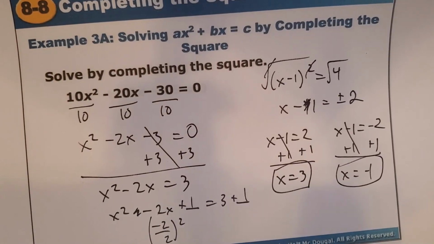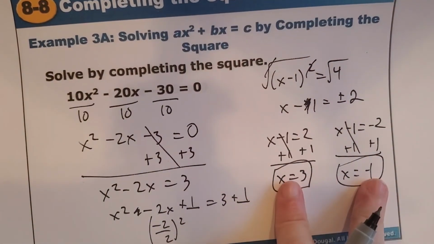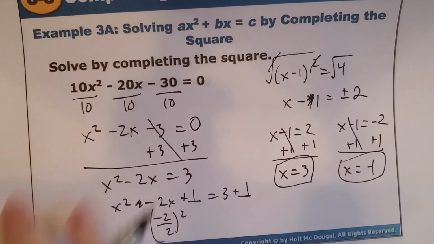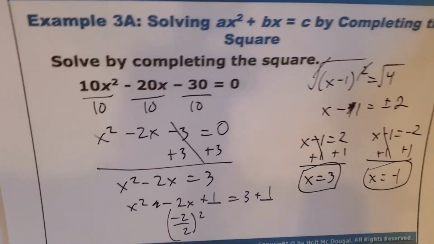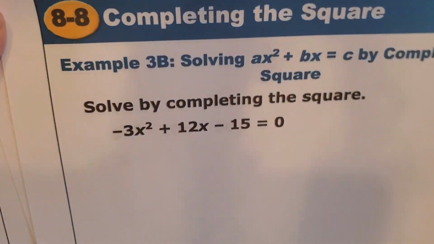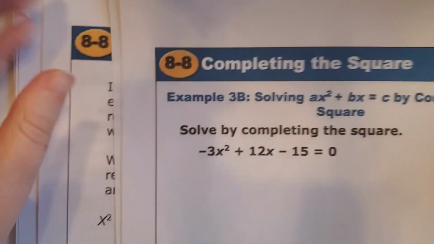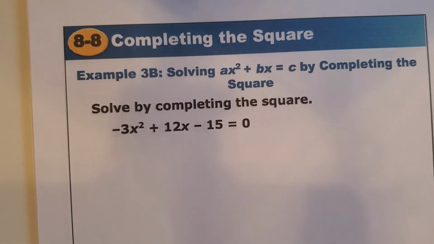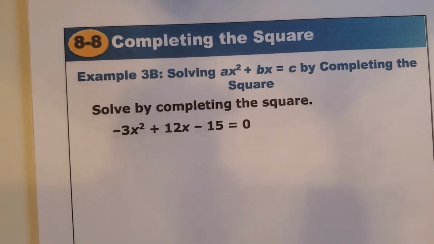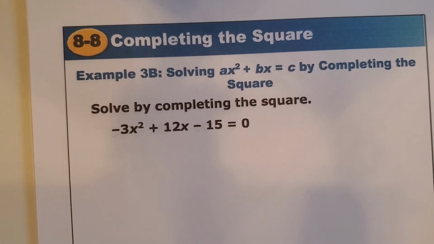And as always, you can check by plugging both of these into the original problem and see if you do get 0. And if you do, you did it right. Okay? All right. I think this is going to be the last one. And again, I'm going to do any problems that I skipped over after this video ends, and they will be posted onto Google Classroom. All right?